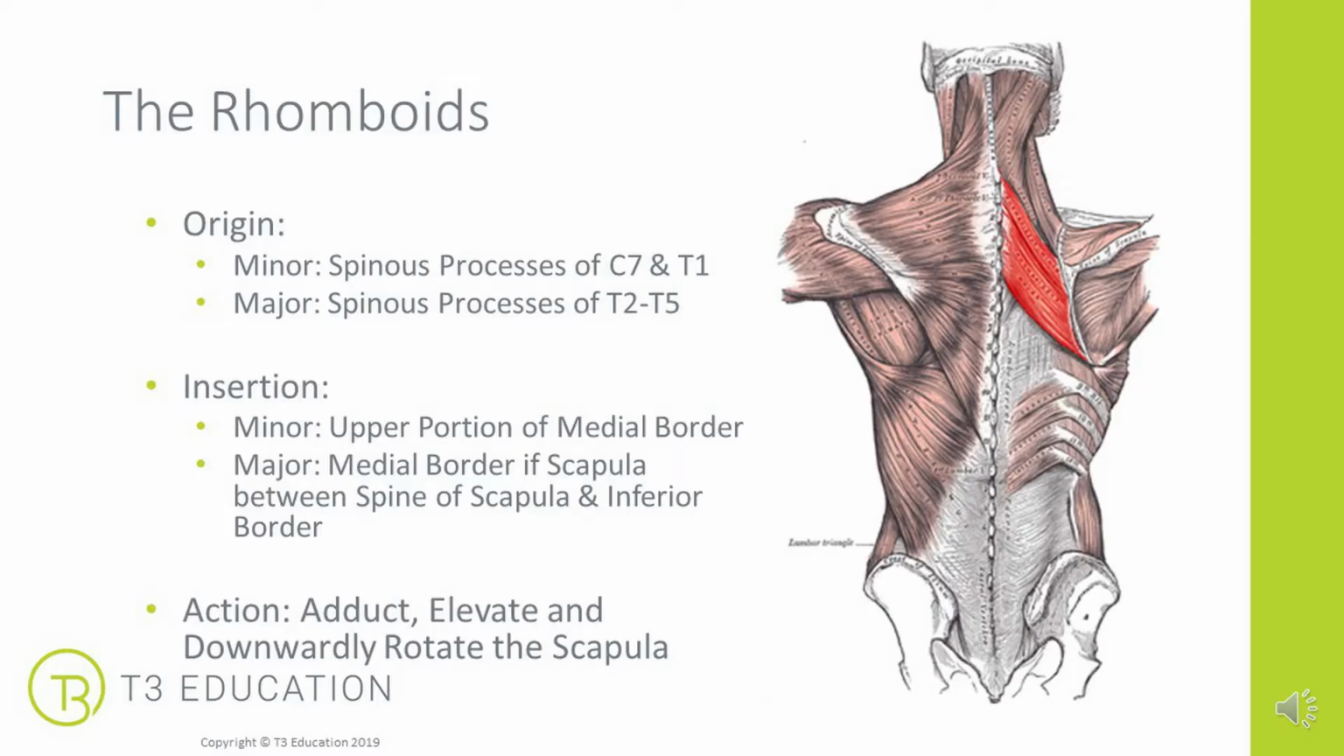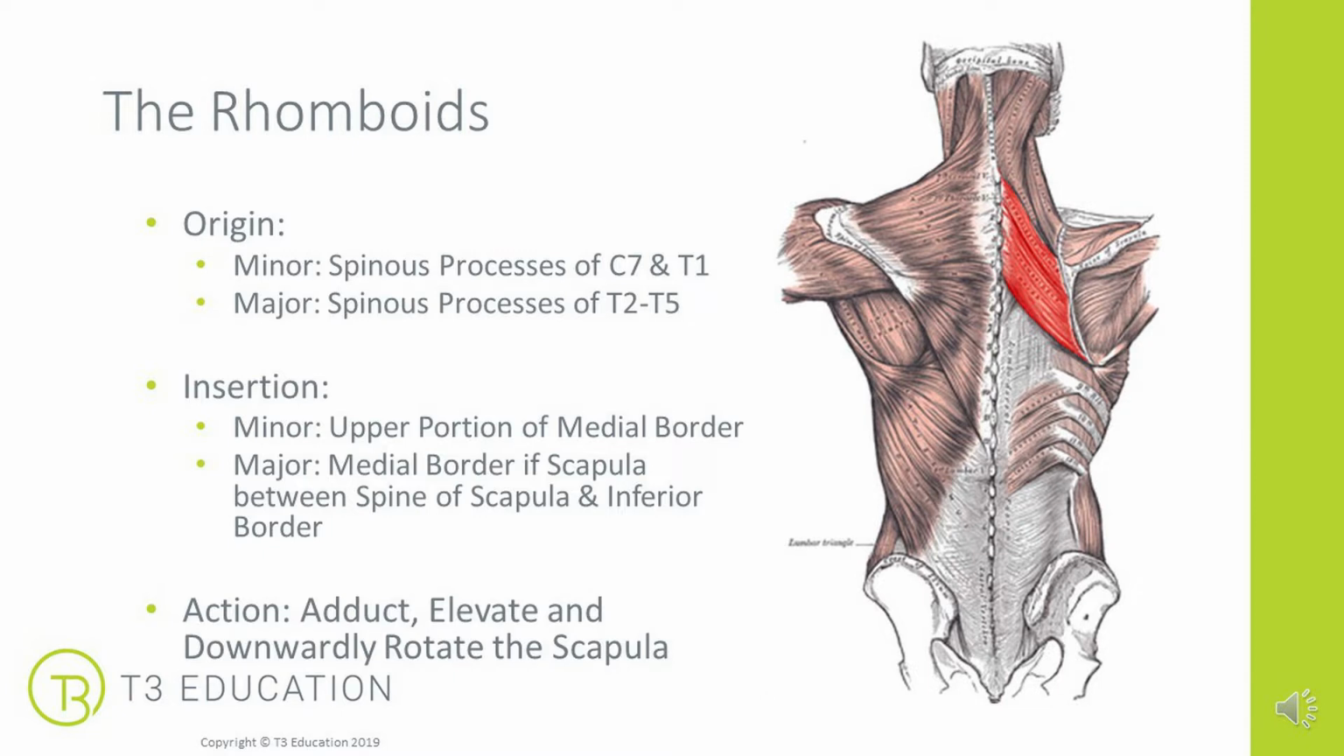Rhomboid pain. Let's look at the anatomy and physiology of the rhomboids. So we have rhomboid minor and rhomboid major. Rhomboid minor sits above the major and it originates at the spinous processes of C7, so the bottom of the neck, and T1, whereas major picks up at T2 down to the spinous process of T5.